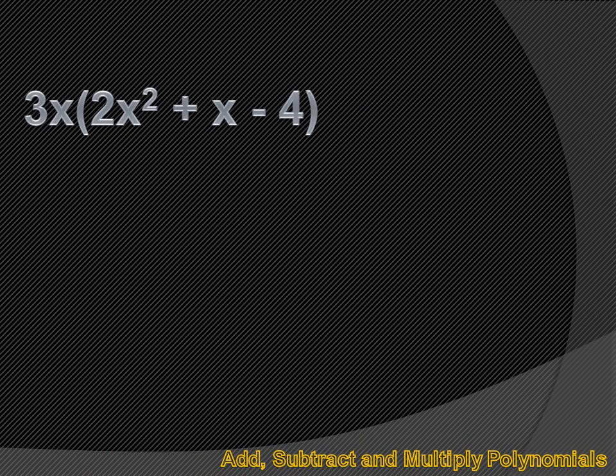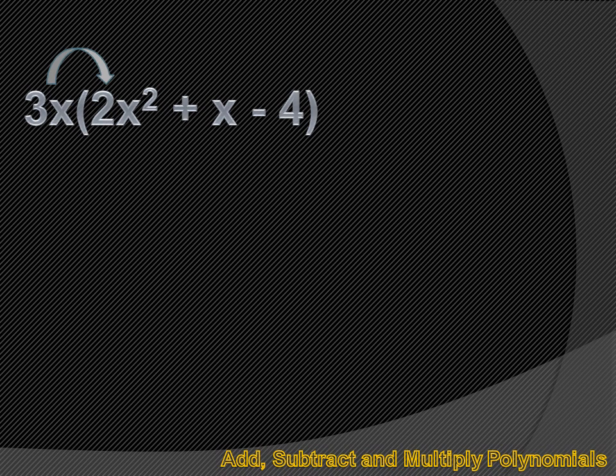Well, that's addition and subtraction. How about multiplication of polynomials? It's really not that tricky. Let's say we had 3x times 2x squared plus x minus 4. We have to distribute that 3x to all three terms within the parentheses. We have to distribute to each term of the polynomial.